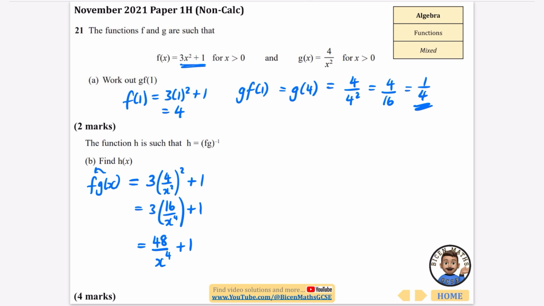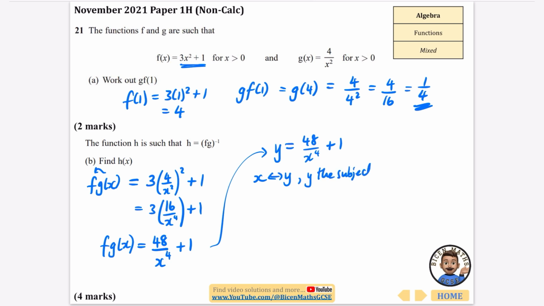Now what I'm going to do is try and find the inverse of f of g of x. The way I'm going to do this is I'm going to say that y equals 48 over x to the power of 4, plus 1, and I'm going to do my x and y swap, and then I'm going to make y the subject, okay? So when I do my x and y swap, I get that x equals 48 over y to the power of 4, plus 1. So I'm going to subtract 1 from both sides, so x minus 1 equals 48 over y to the power of 4.